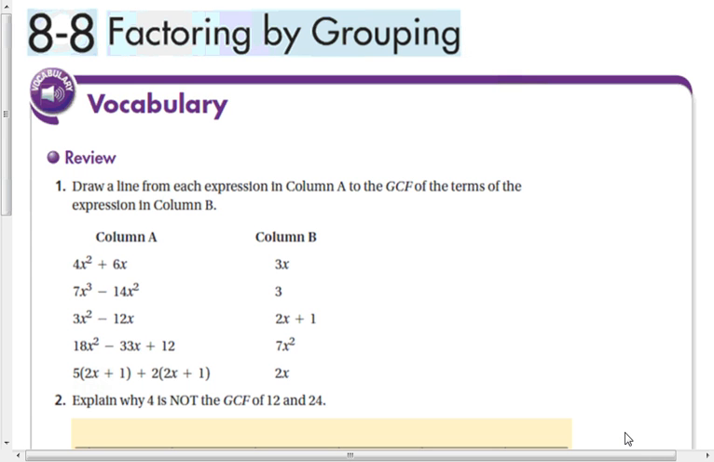Hey students, this is lesson 8.8. In this lesson, we're going to learn how to factor by grouping. Go ahead and do the review here, and I'll check back with you.